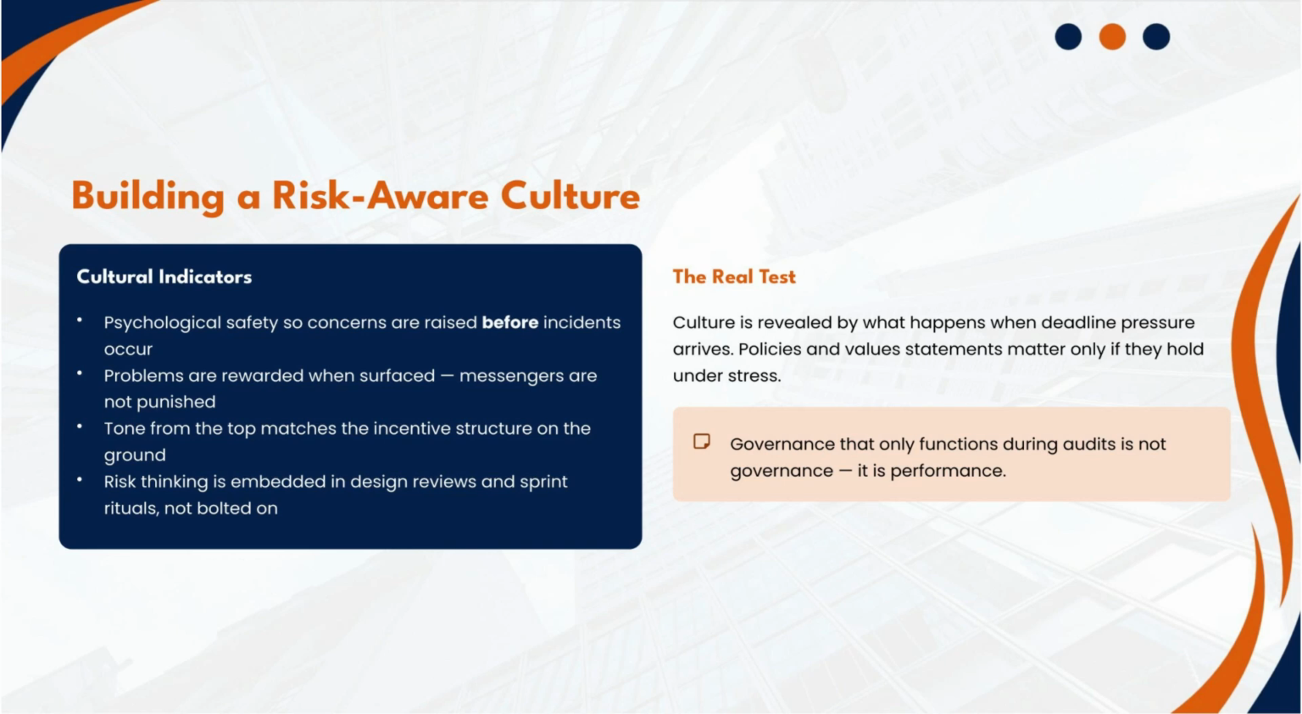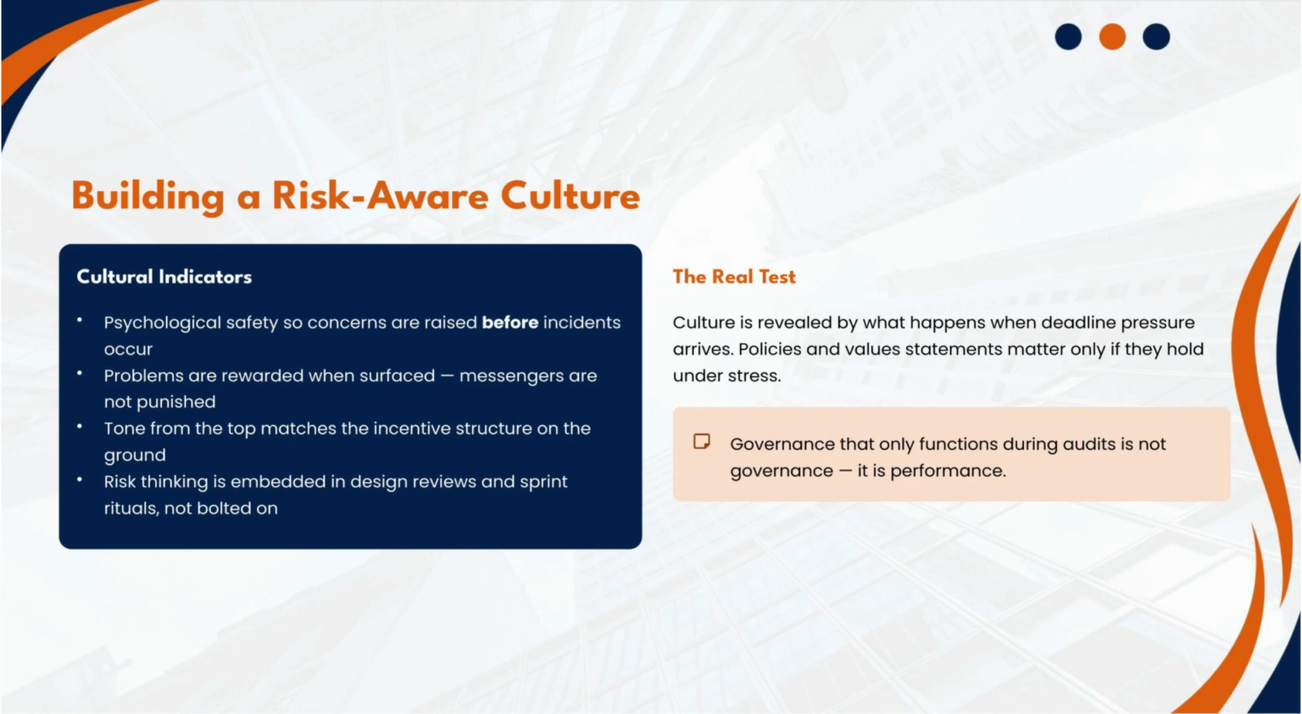Culture. Here's why culture beats process. You cannot write a policy for every situation. AI throws up novel cases constantly. So in the gap between what the policy anticipated and what actually happened, what decides the outcome? Culture. What people do when there's no rule telling them what to do. Let me show you the two cultures.